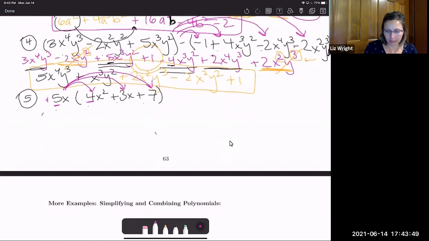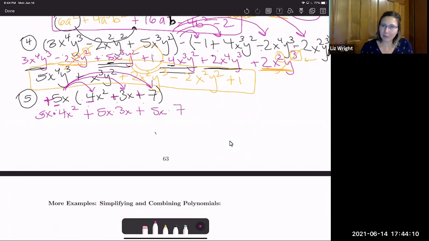Why aren't you working, pen? There we go. 5x times 4x squared, and then it's going to be plus because I'm taking a positive times a positive. Then it's going to be 5x times 3x, and then it's plus again because it's a positive times a positive. And then it's going to be 5x times 7.